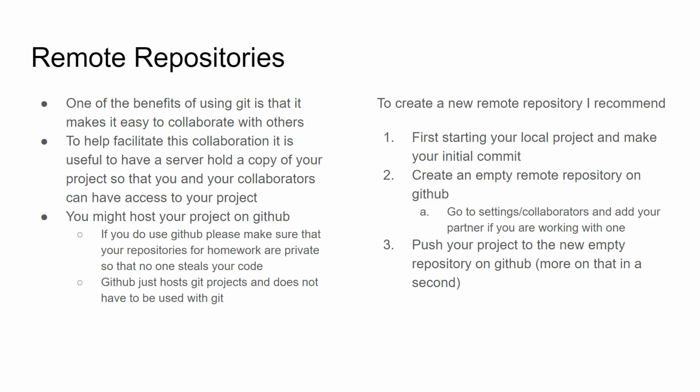So one benefit of Git is that it makes remote collaboration a lot easier. To help facilitate this collaboration, it's useful to have a server to hold your projects. So you might have your projects hosted on GitHub. If you do plan on using GitHub to work with your partners, make sure that your repositories are private. Repositories that are private are only accessible to you and anyone else that you decide to share them with. Public repositories are accessible to anybody.